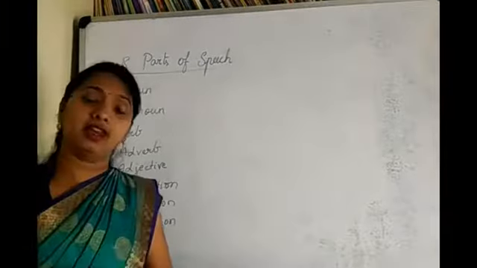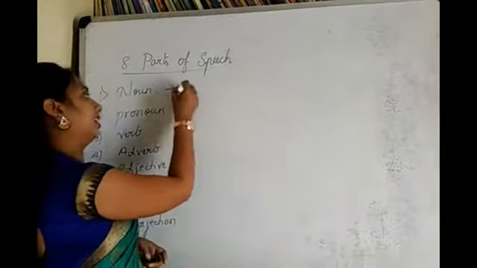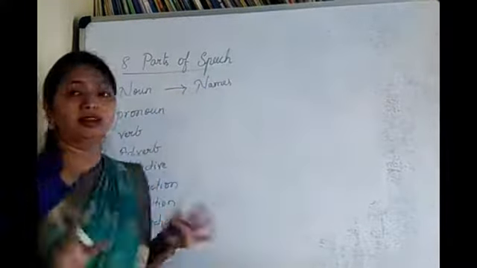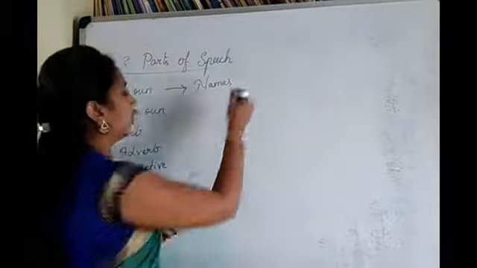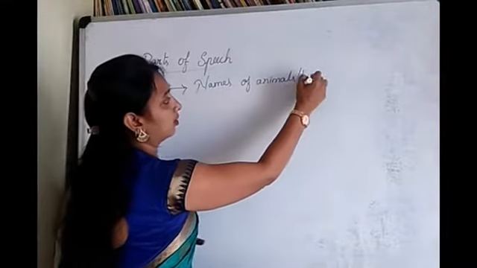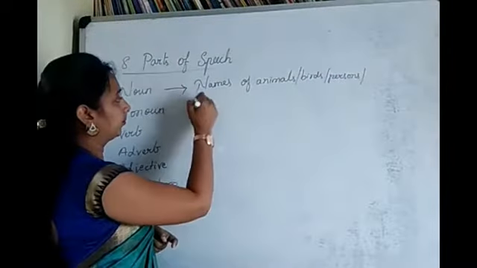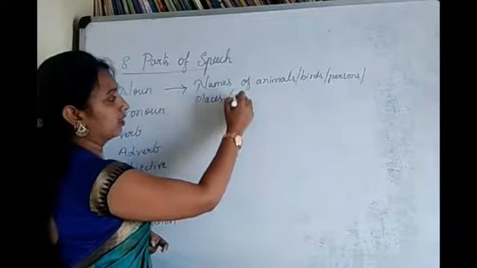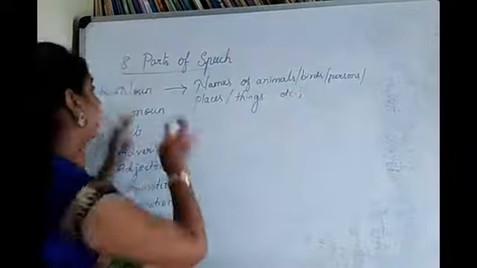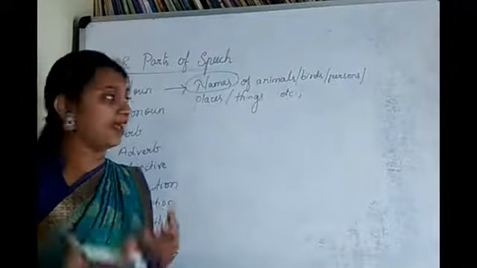Now, let us take one overview of what are the meanings of these words. First one, what is a noun? Noun means names. That's all, names. Names of what? Names of animals, birds, persons, places, things, etc. Mainly, nouns means names. This is very important. Can you give me an example?